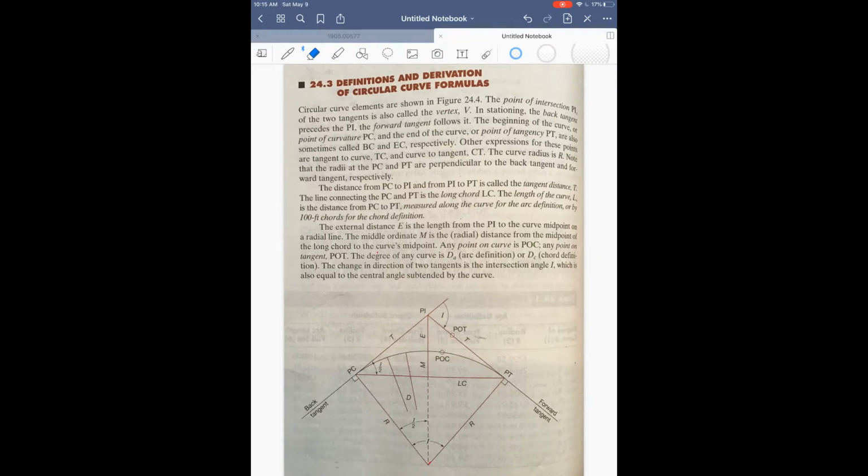Okay, I wanted to take just a couple of minutes to talk about simple circular curves. There's a section in the book, chapter 24, that talks about them pretty extensively. And since we're employing them in our alignment, I just wanted to define a few things. And then when you see them in the program, Civil 3D, it'll make a little more sense.